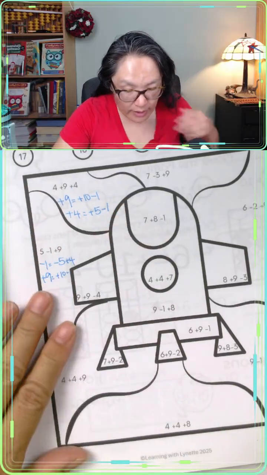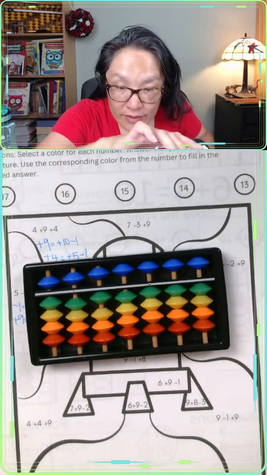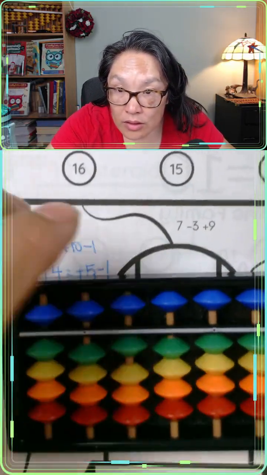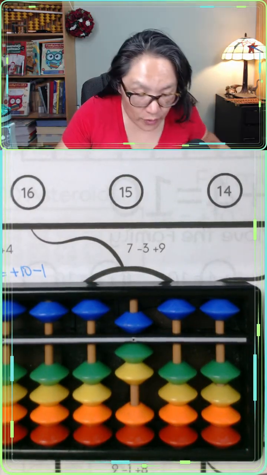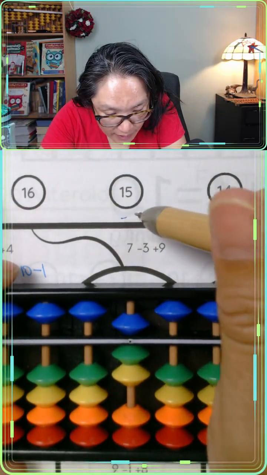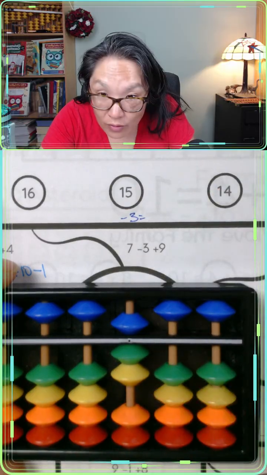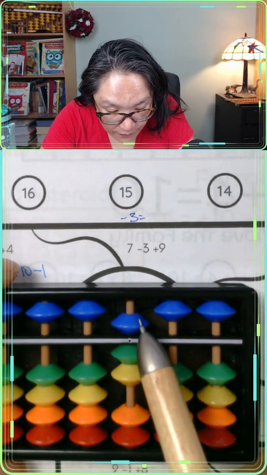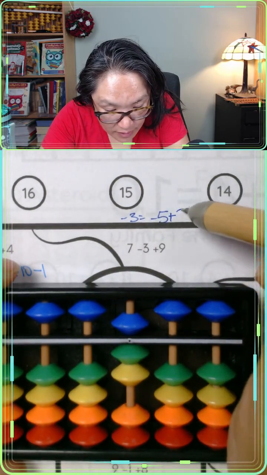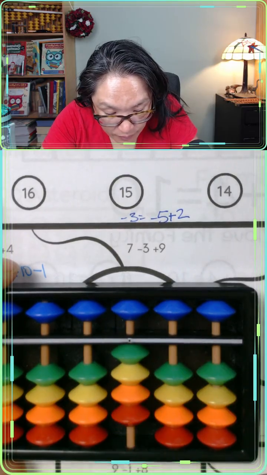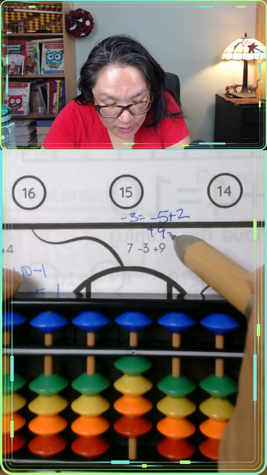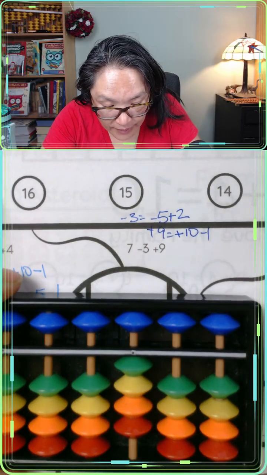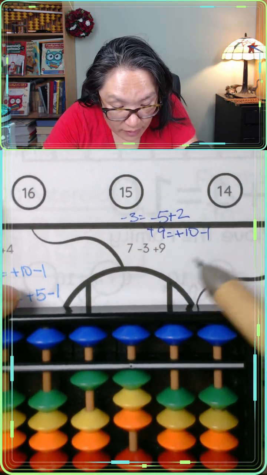This one was a color by number. So here's the question: we have 7 take away 3. We have 7 on the abacus, 5, 6, 7, and we need to take away the 3. There's not enough. What do we do? Minus the 3 is equal to minus the 5 plus the 2. And then we need to plus the 9. Plus the 9 is equal to plus the 10 minus the 1. So my final answer is 13.